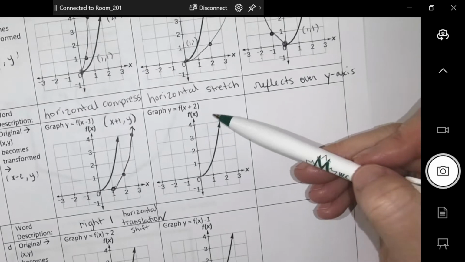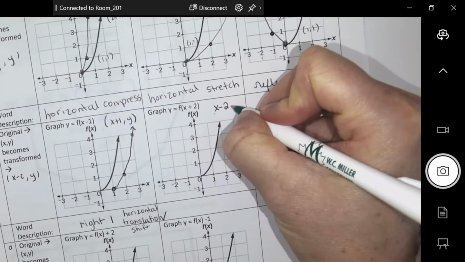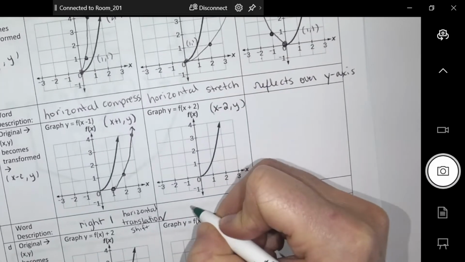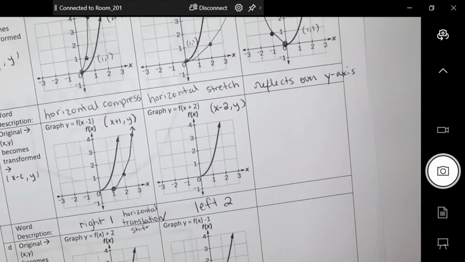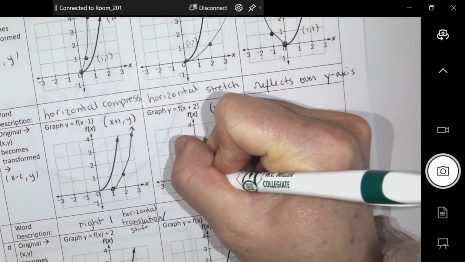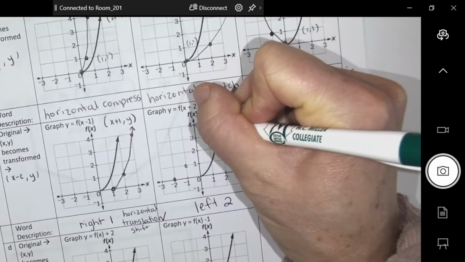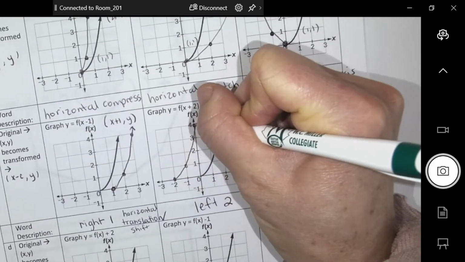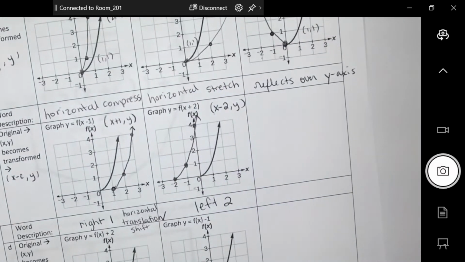Okay, so what happens here? This should go left. I'm going to write that already. Left by 2. Opposite. Left 2. So I'm going to take the points and I'm just going to physically pick them off the paper. Just going to move them left.